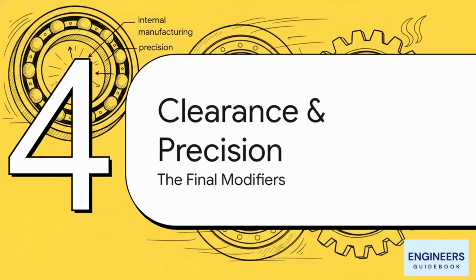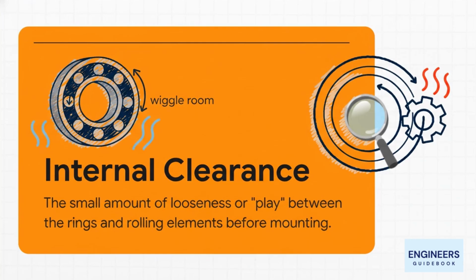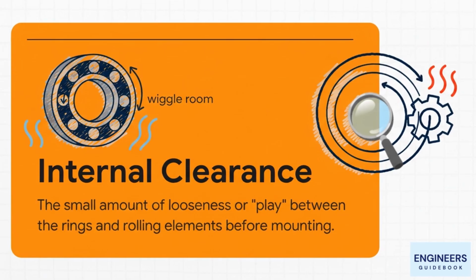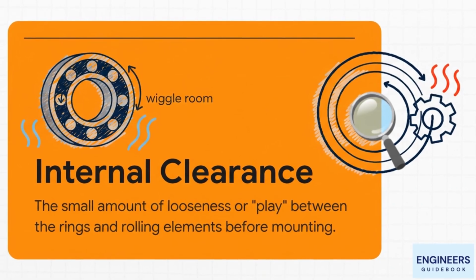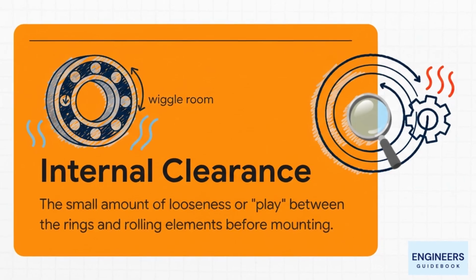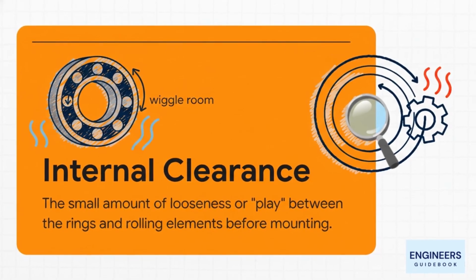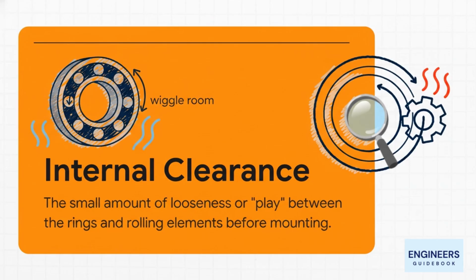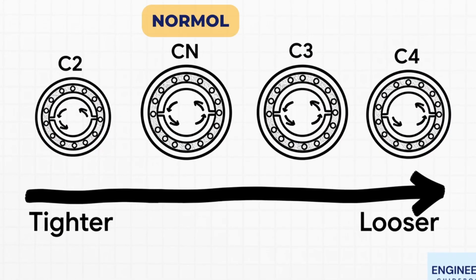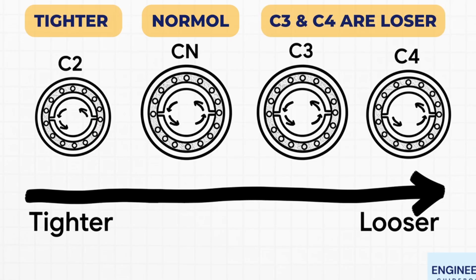The last group of suffixes we need to cover are the performance codes. So, what in the world is internal clearance? Well, to put it simply, it's the amount of play or wiggle room inside the bearing before you even install it. And no, this isn't a defect. It's a critical design feature. That little bit of space is there for lubricant to flow and to accommodate for things like thermal expansion when the bearing heats up. Clearance is usually designated by a C code. CN is normal, and fun fact, it's often just left off the part number. C2 is a bit tighter than normal, while C3 and C4 are progressively looser.